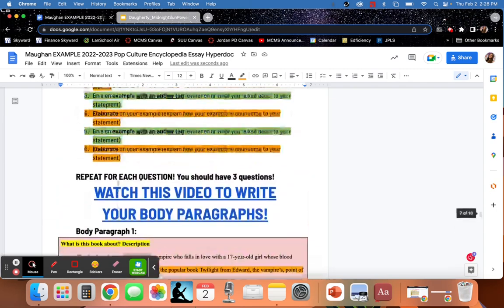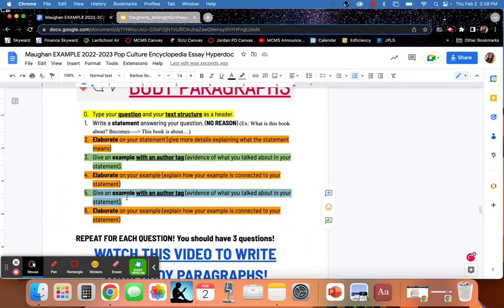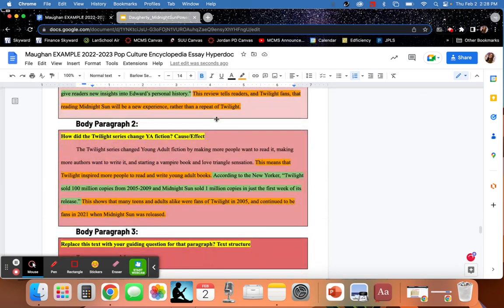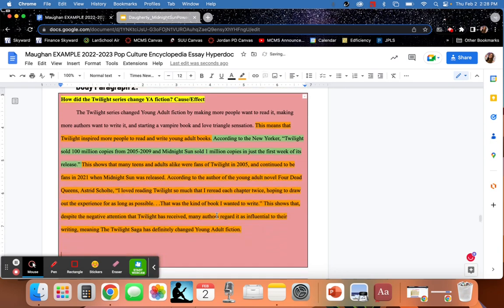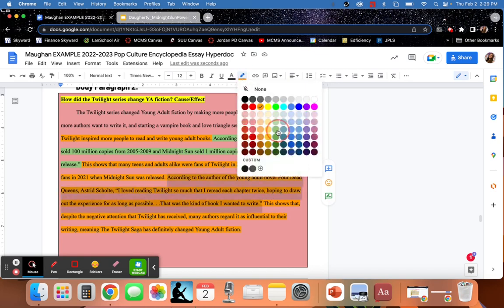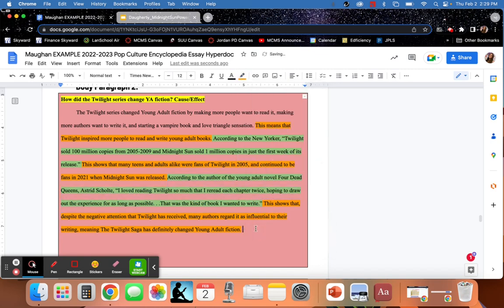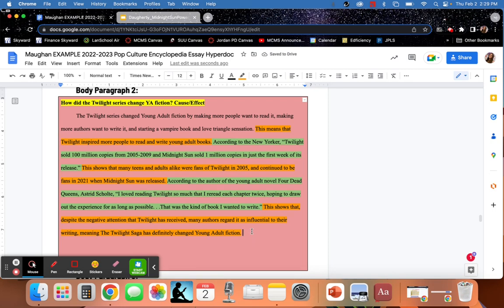Okay, and then you're just going to do that one more time, another example with an author tag, and then elaborate on that, trying to make sure that you are always using the text structure that you put at the top of your paragraph to organize your writing. So here is my second example and elaboration. And remember, examples will be highlighted in green, and elaborations will be highlighted in orange.